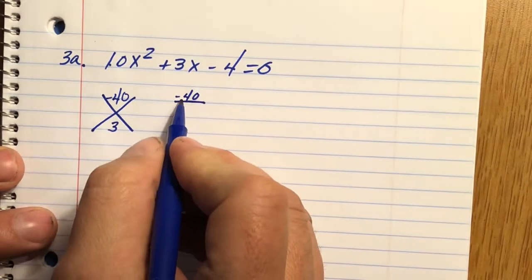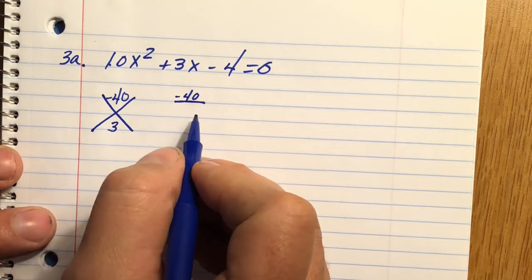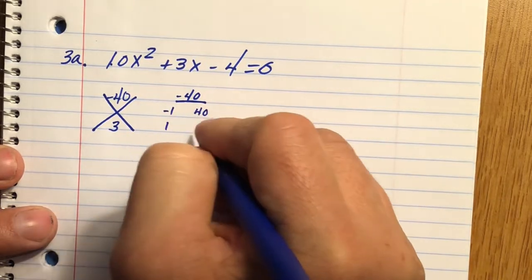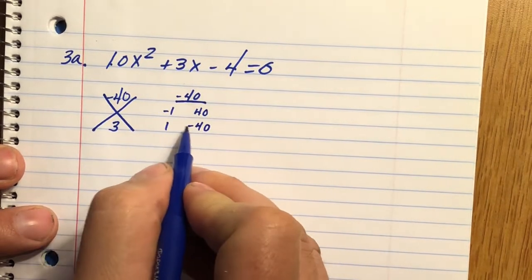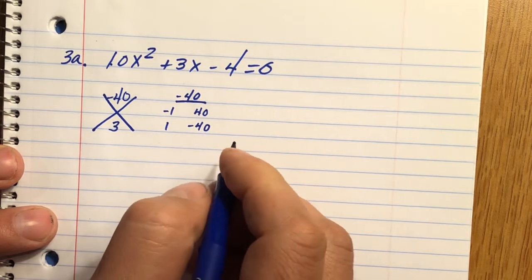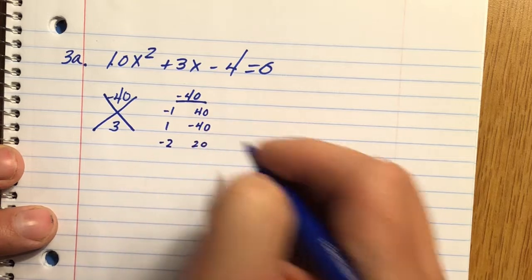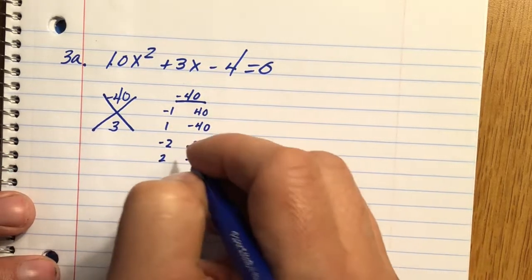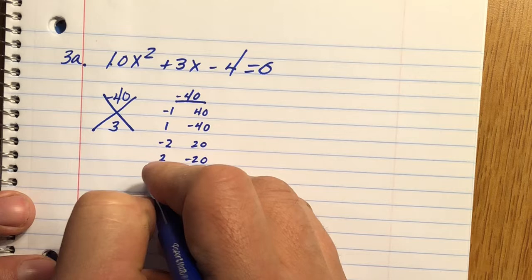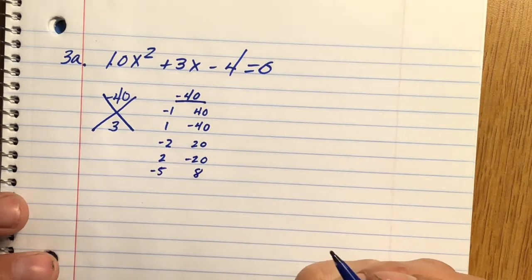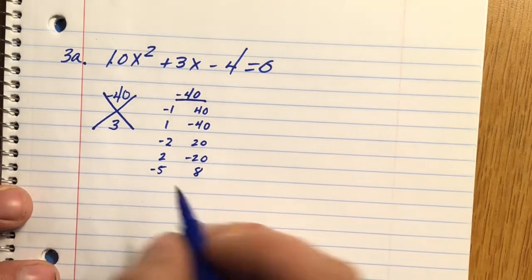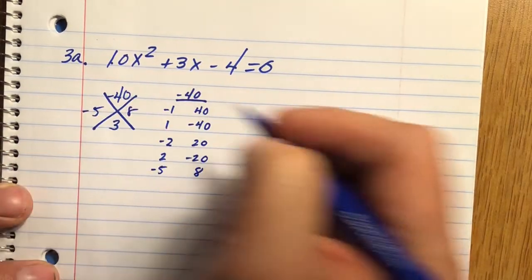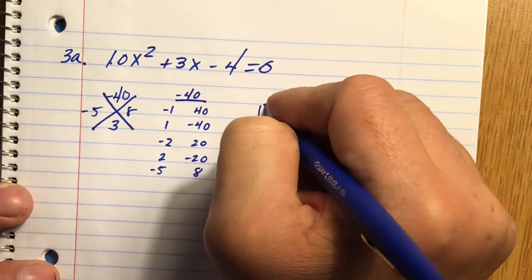Now this is a negative 40, which means I've got to have one positive factor and one negative factor. So I've got negative 1 and 40, 1 and negative 40. I switched the sign because of that. These two will give me two different sums. Negative 2 and 20, and then 2 and negative 20. So you keep going. I think what I'm going to use is negative 5 and a positive 8. But that's how you would list those factors. If I add those two, I get 3. If I multiply them, I get negative 40. So negative 5 and 8. All right, come over here.